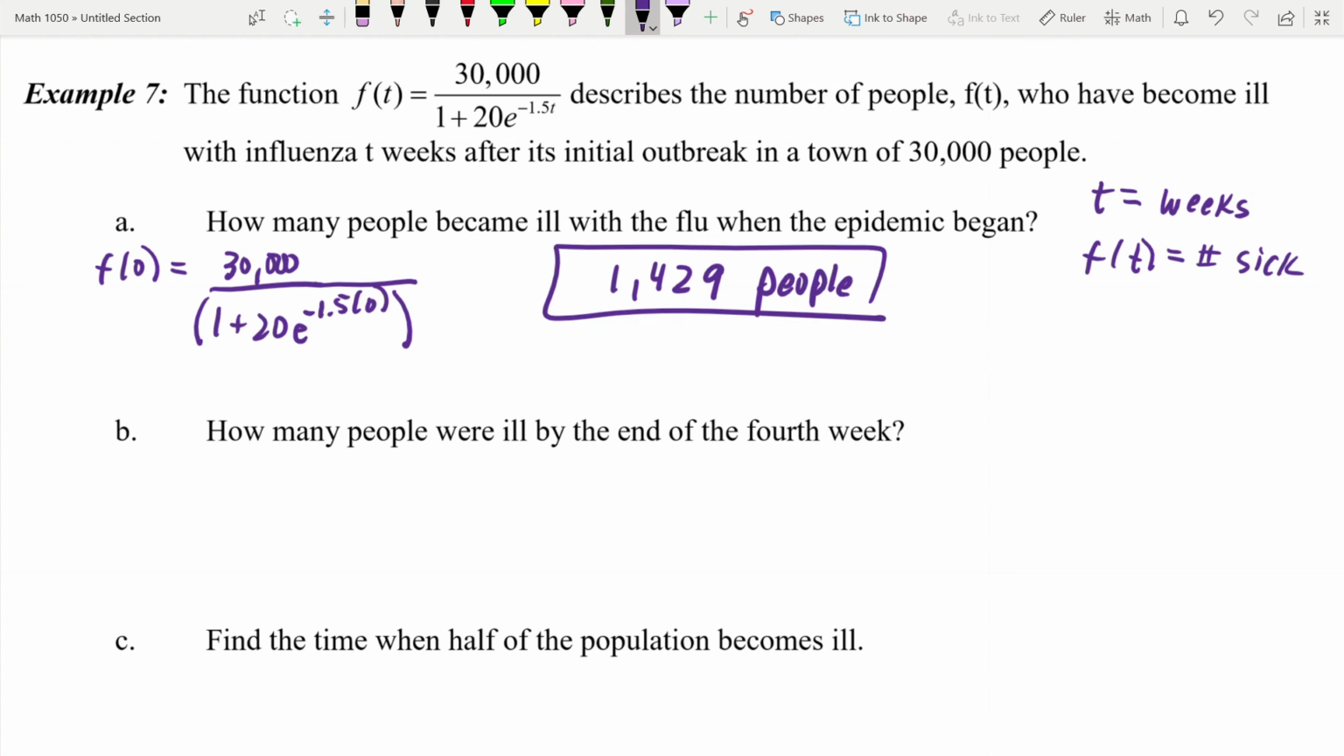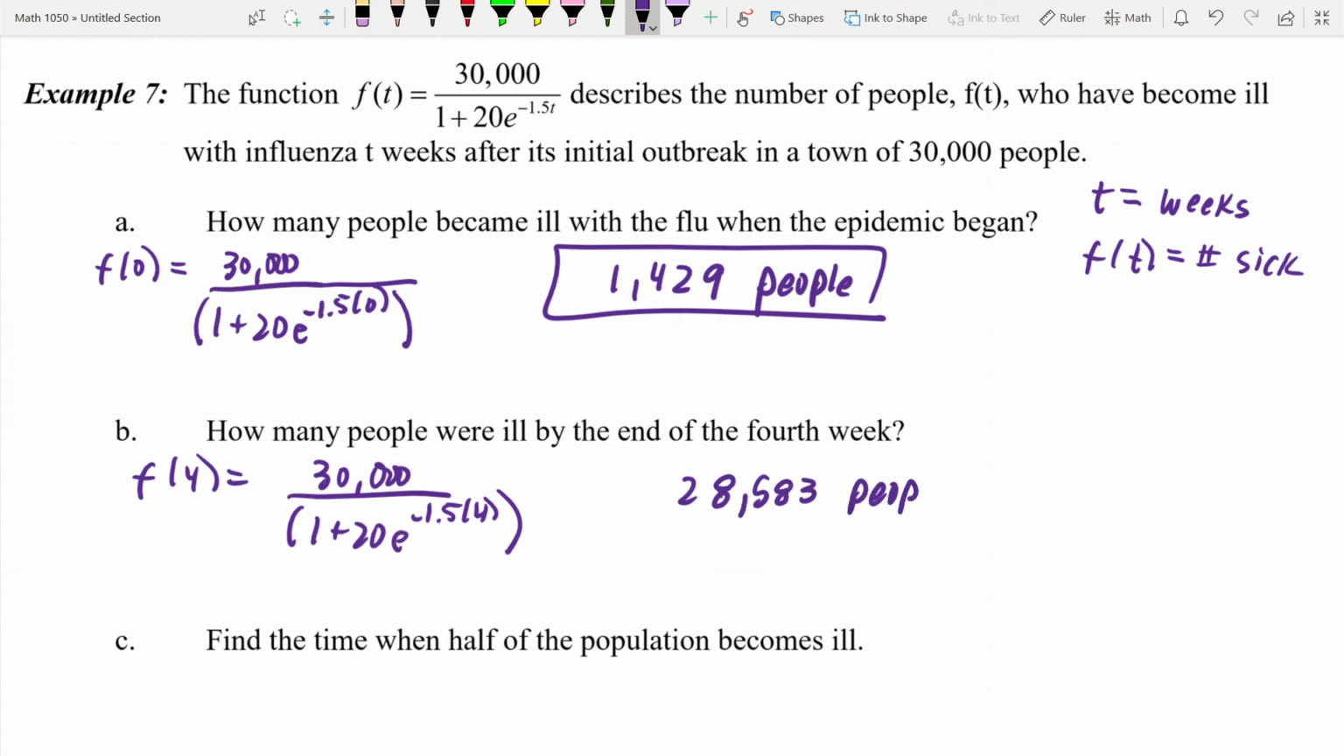Okay, question B. How many people are sick by the end of the 4th week? Well, it's the same thing, except instead of a 0, you're going to put a 4. So everybody go, f of 4 is equal to 30,000 divided by parenthesis 1 plus 20e to the negative 1.5 times 4. I want to show you a trick, okay? Everybody hit the up arrow on your calculator, and scroll to the right until you're on top of that 0 you put in, and then replace that with a 4, and then hit enter, and there you go. So you don't have to put the whole thing in. So the answer is 28,583 people.